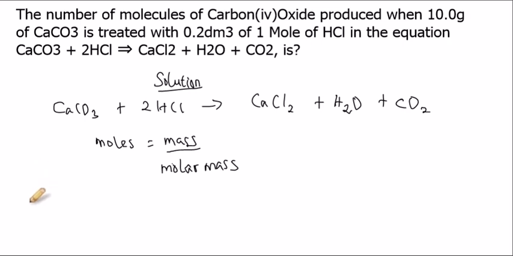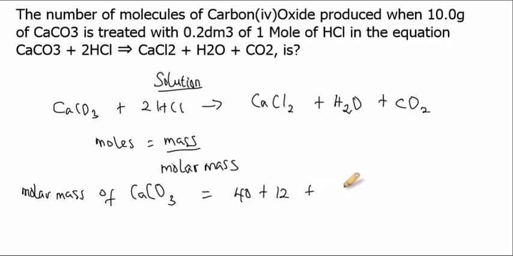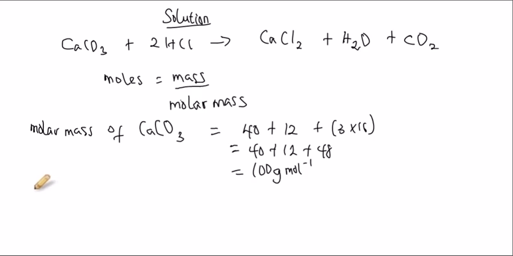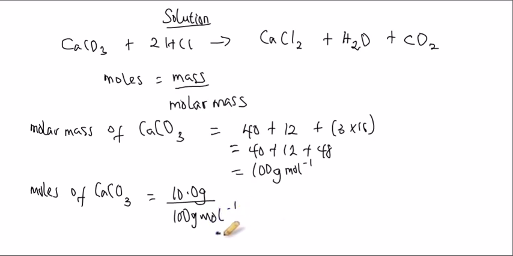We can also refer to it as calcium tricarbonate. For molar mass, that's the sum of the atomic mass of the elements present. So that's calcium is 40, carbon 12, oxygen 16, and we have 3 atoms present, 3 times 16, so this is equivalent to 100 grams per mole. For the number of moles, let's substitute our values. From the question, the mass is given to be 10.0 grams and the molar mass 100 grams per mole. So calculating this, we have 0.1 moles.